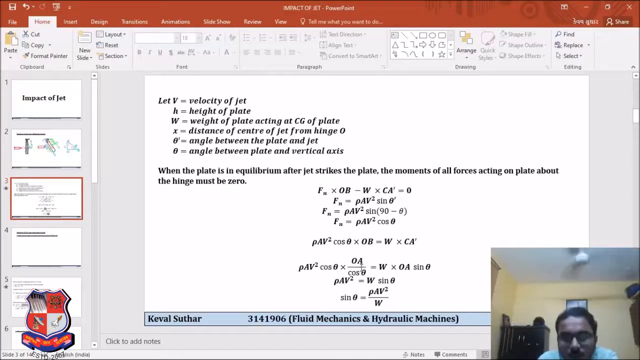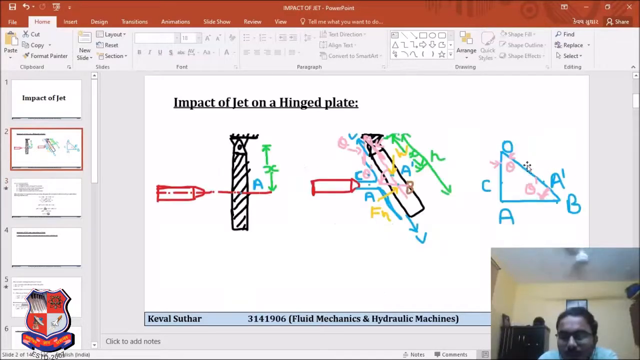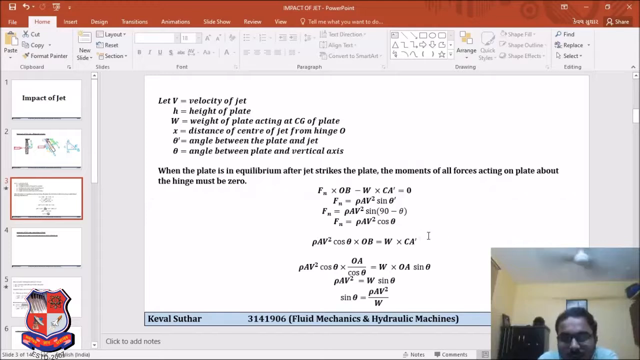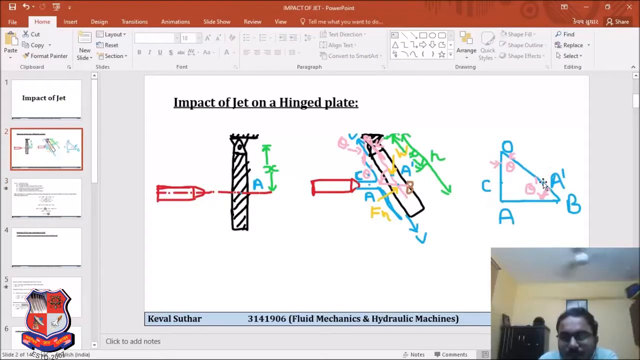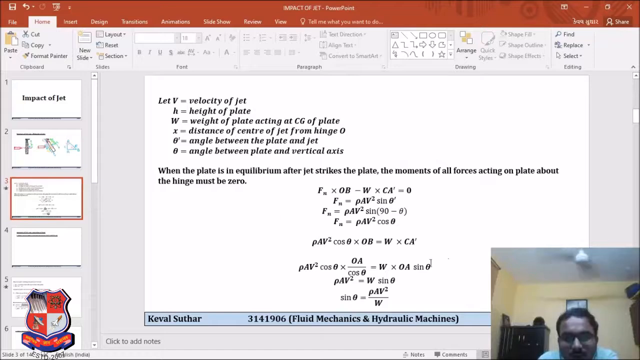OB is equal to OA divided by cos theta. If you apply cos theta here, then you will obtain this from the trigonometry. And similarly, instead of CA prime, you can obtain OA sin theta exactly from the same triangle. You can obtain this. So I will leave it up to you to obtain these values of OB and CA prime. Now we can eliminate cos, and we can also eliminate OA.